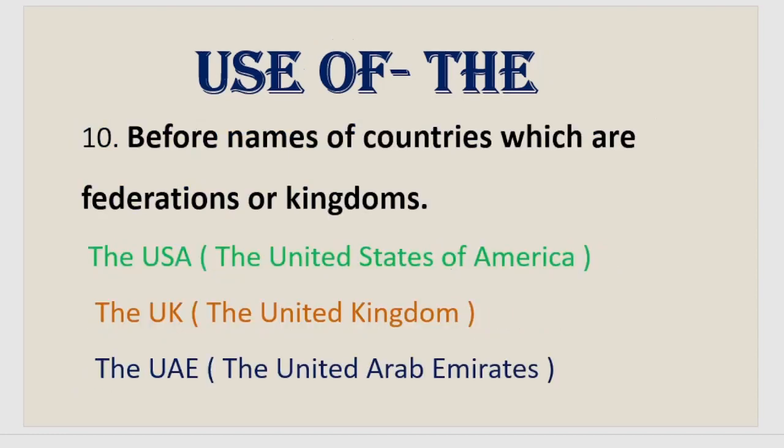Clear? Okay. Rule number 10. Before names of countries which are federations or kingdoms. You see, the USA, the United States of America, the UK, that means the United Kingdom, the UAE, United Arab Emirates. But most countries don't take the article "the" before their names. For example, we cannot say the India, we cannot say the China, we cannot say the Japan.